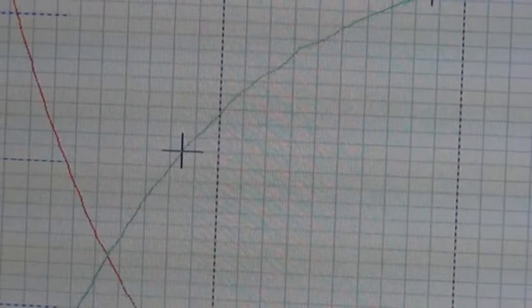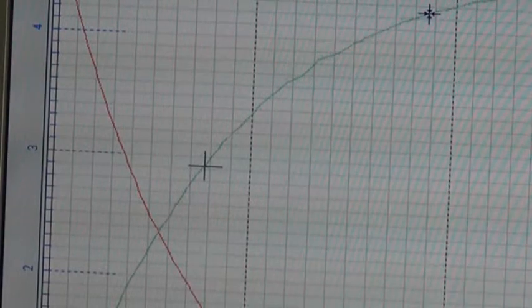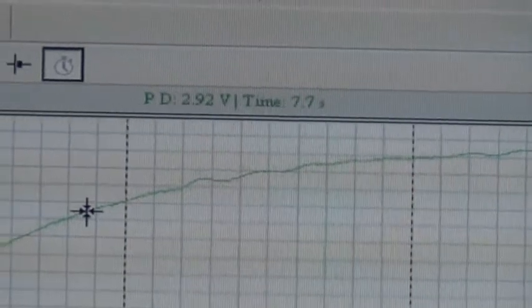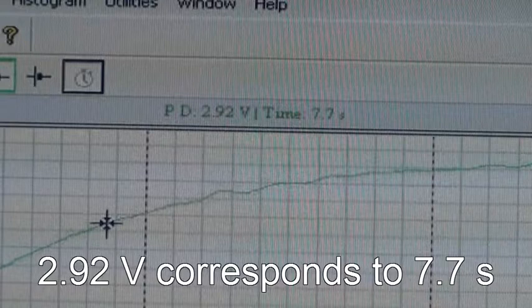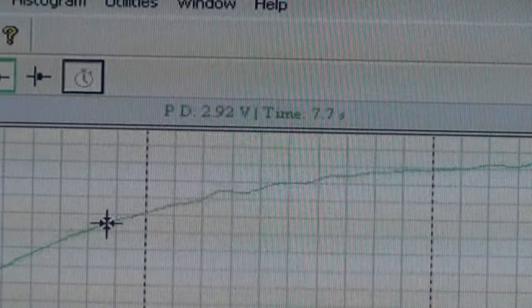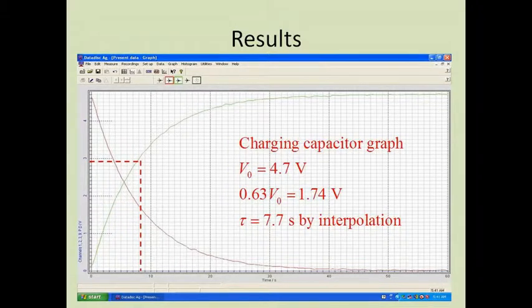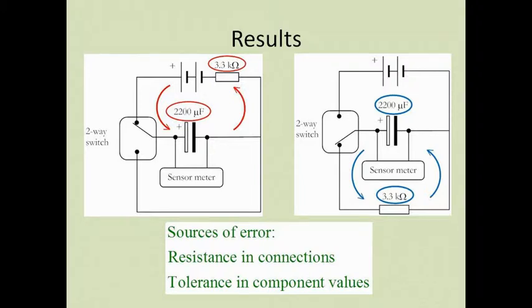We repeat the procedure for the charging graph, but in this case we're going to read the voltage when it is 63%. So we go for 2.96 volts on the charging curve. And this corresponds to a time of 7.7 seconds. This is again the time constant of the circuit. Here we have the results for the discharging curve and for the charging curve. We obtain another value for the time constant by working out the product of resistance and capacitance, and we find that the three values are very close to each other.